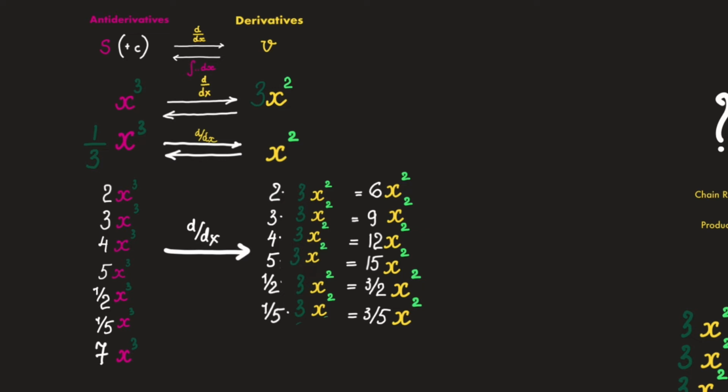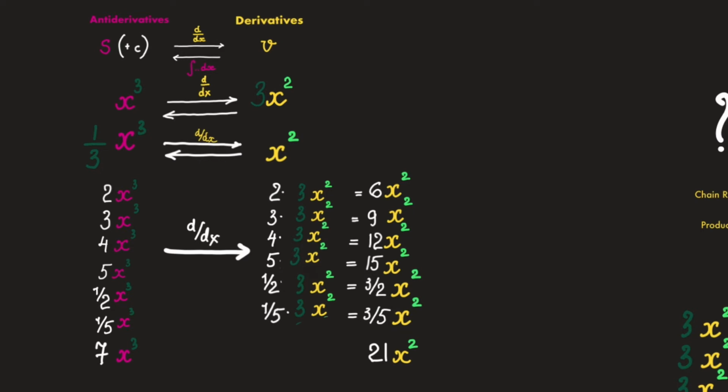There's no magic here. This is simply because when you differentiate an expression like this, you keep the coefficient and you take the exponent 3 down. Thus, the coefficient in front of x squared in the derivative must always be 3 times the coefficient in front of x cubed in the antiderivative. In particular, if the coefficient of x squared in the derivative is 21, then the coefficient of x cubed in the antiderivative must be a third of that, which is 7.